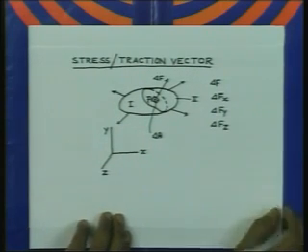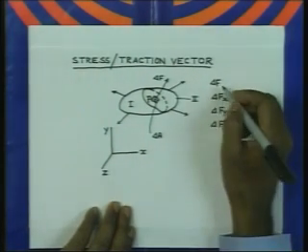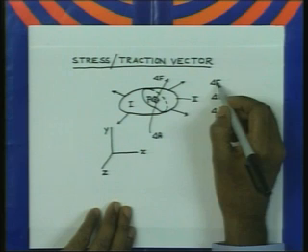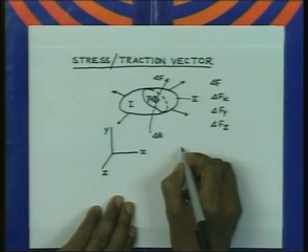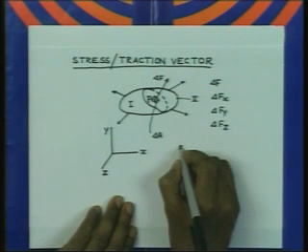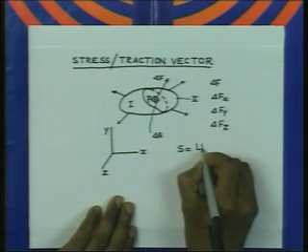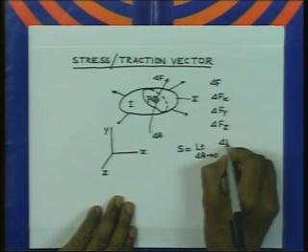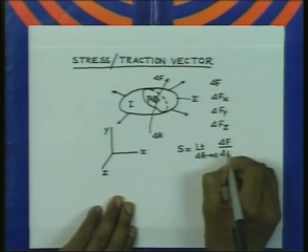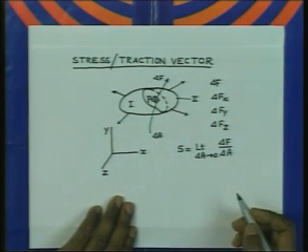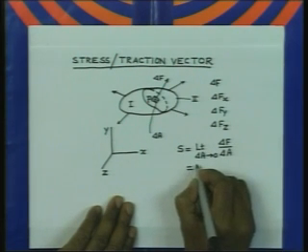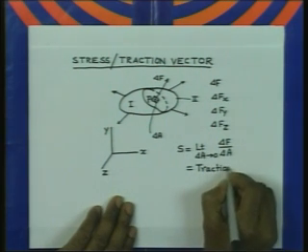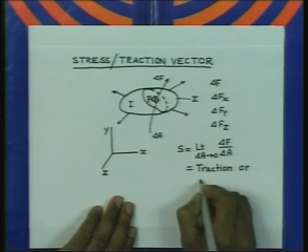Now, when we try to take the intensity of this force delta F per unit area, that is delta F by delta A, and if delta A tends to 0, we get one limit which is indicated by S. So, this intensity of F given by this ratio is defined as S, and this is known as the traction or stress vector.